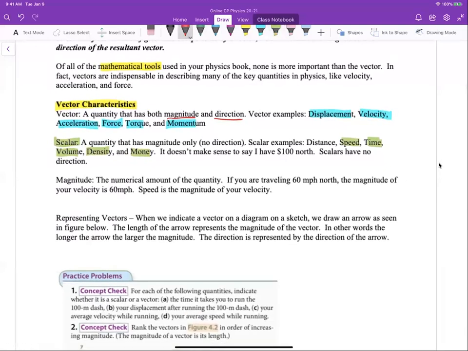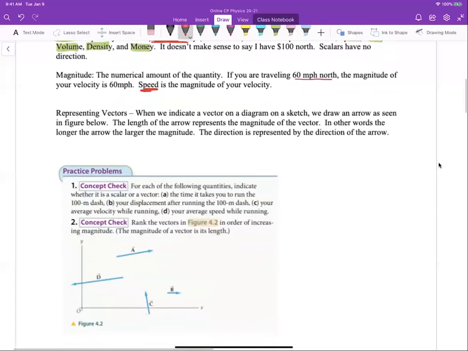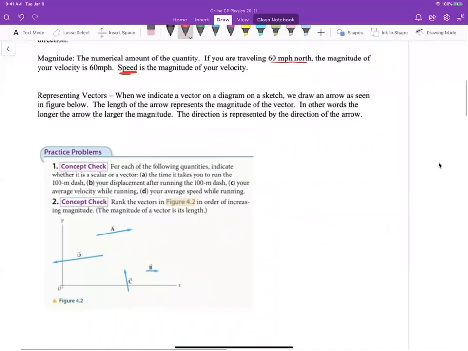Now, I want to talk about this word magnitude. A scalar has only a magnitude. What does that word mean? Magnitude is the numerical amount of the quantity. So if you're traveling 60 miles per hour north, the magnitude of your velocity is 60 miles per hour. So we drop the direction. Again, we've learned that speed is just the magnitude of your velocity. All right, so we've learned that vectors have both a magnitude and a direction.